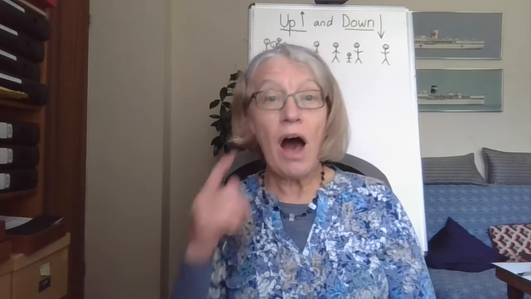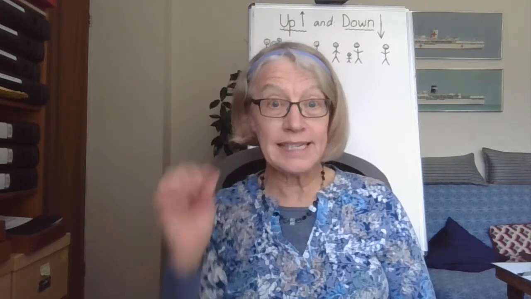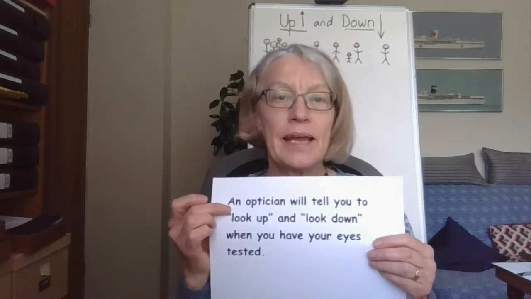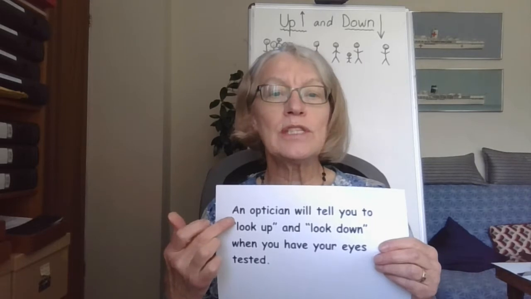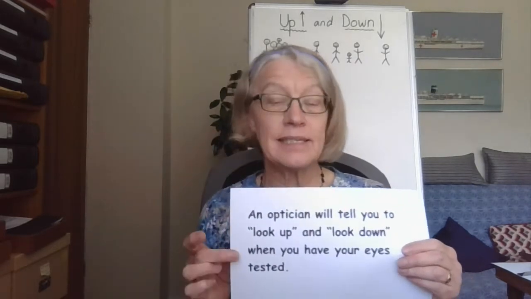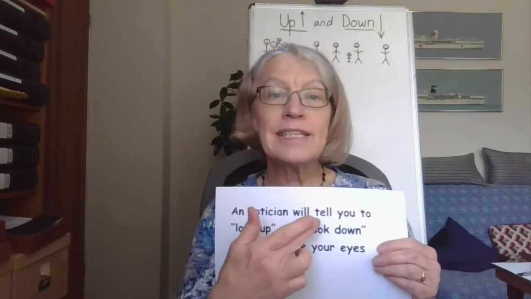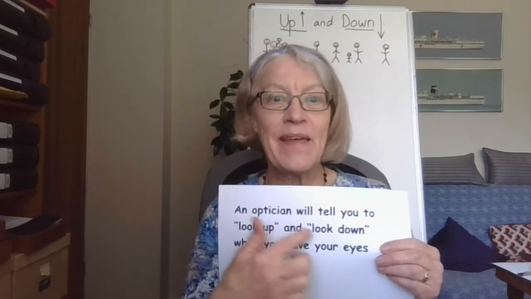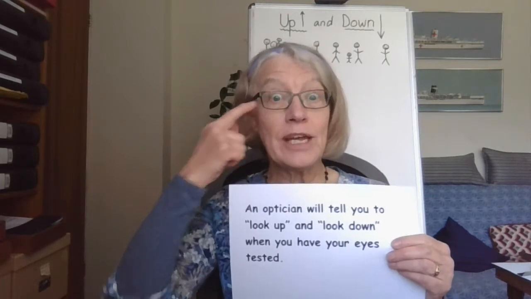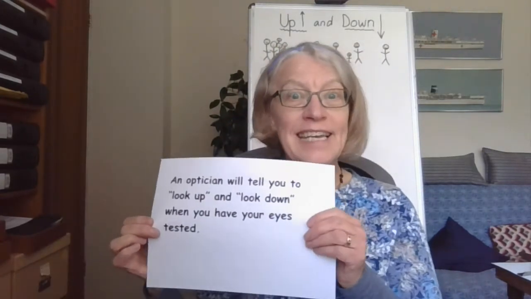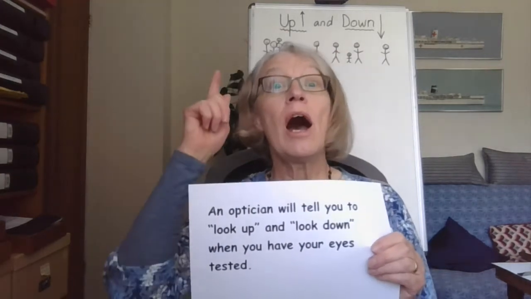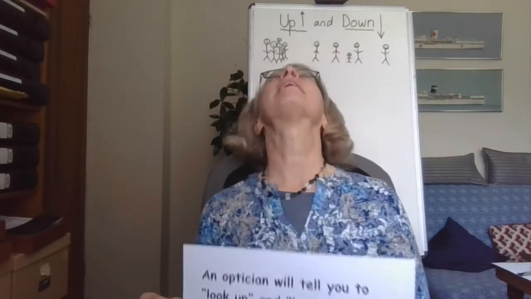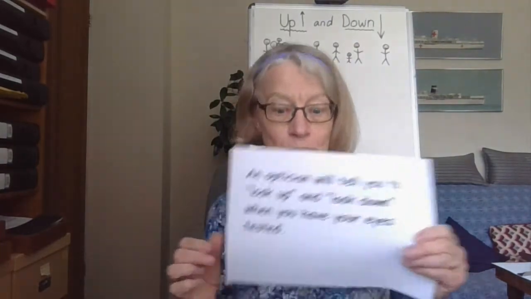If you go to have your eyes tested to see if you need glasses, like me, you go to somewhere called an optician's. And the person in the optician's is called an optician. They will test your eyes, and an optician will tell you to look up whilst they look into your eyes. And then they will say, look down while they look into your eyes. So when you have your eyes tested, you will hear them say, look up, look down. And it's your eyes that have to move, not your head. You mustn't do that. You have to just do it with your eyes at the optician's.